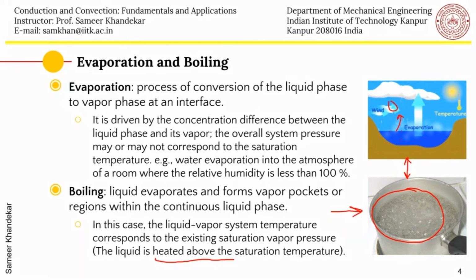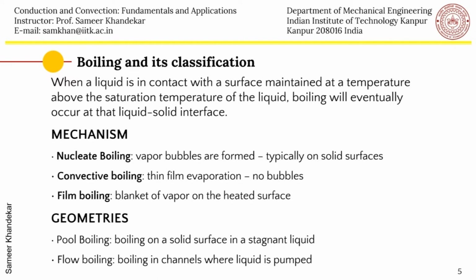So when a liquid is in contact with a surface maintained at a temperature above the saturation temperature of the liquid, boiling will eventually occur at that liquid-solid interface. Now there are various mechanisms of boiling. They are named as, these are new keywords to you: nucleate boiling, convective boiling, and film boiling. In nucleate boiling, whenever we say nucleation, that means vapor bubbles are being formed. So whenever bubbles are formed, typically on a solid surface, we call it nucleate boiling. Then convective boiling is when no bubbles are formed, but a thin film evaporation is taking place.